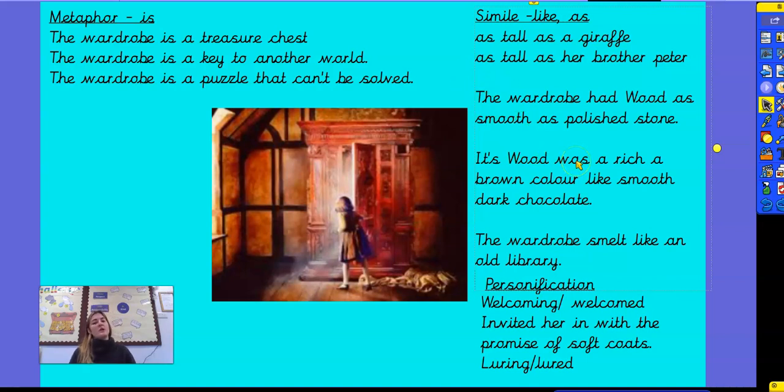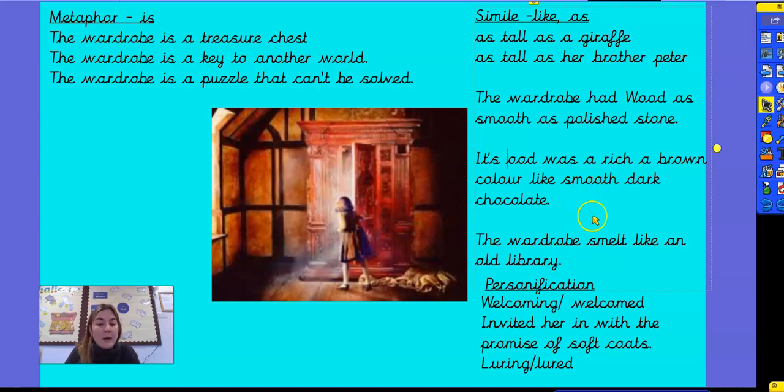And then I also said the wardrobe had wood as smooth as polished stone, so that makes them think it might be really, really shiny. And I also said it has wood, hold on, that's not right. Its wood was a rich brown colour like smooth dark chocolate. And then I've also written the wardrobe smelt like an old library.